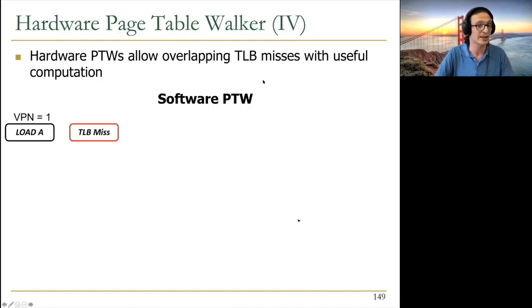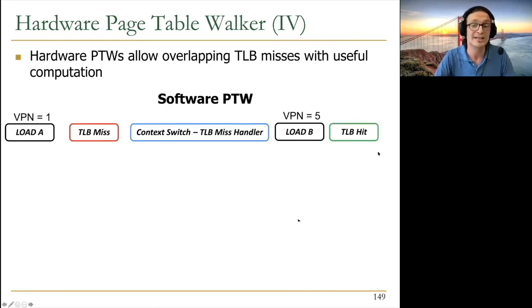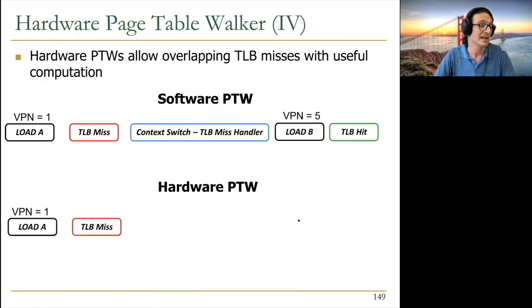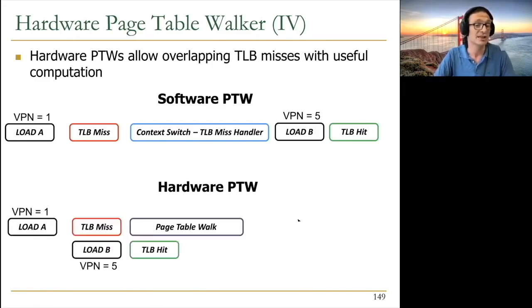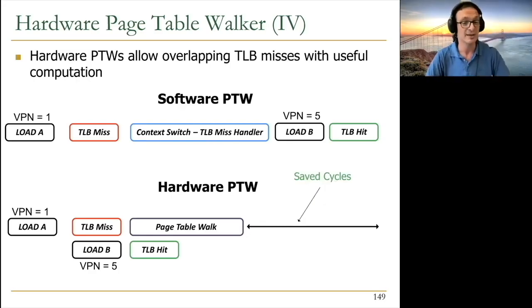So if you do the software TLB miss handling, you need to context switch to a TLB miss handler, and then you do a load B. You cannot handle this TLB hit because you have a context switch, right? With a hardware page table walk, on a TLB miss, concurrently, you can handle other TLB hits, so you can do out-of-order execution, and you can get the full benefits of out-of-order execution, etc. So you save a lot of cycles actually with hardware TLB miss handling. It's also called a page table walk, basically.